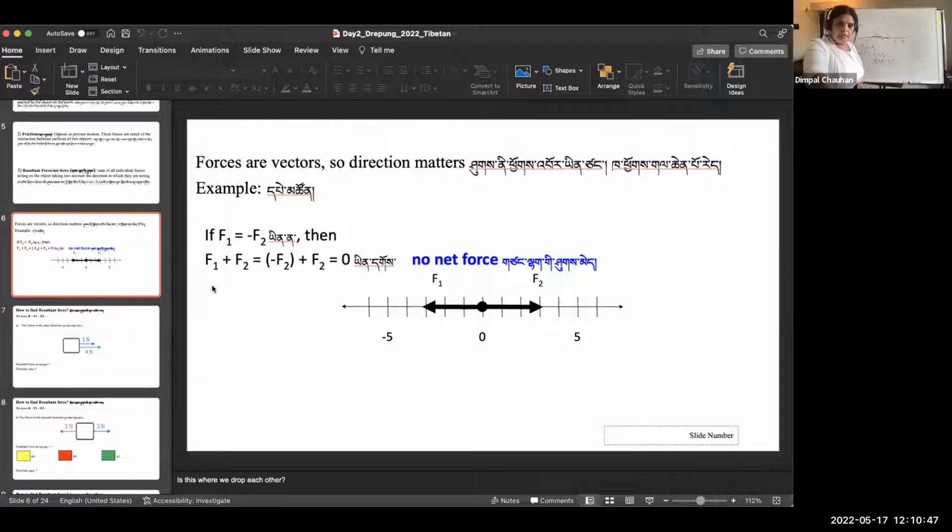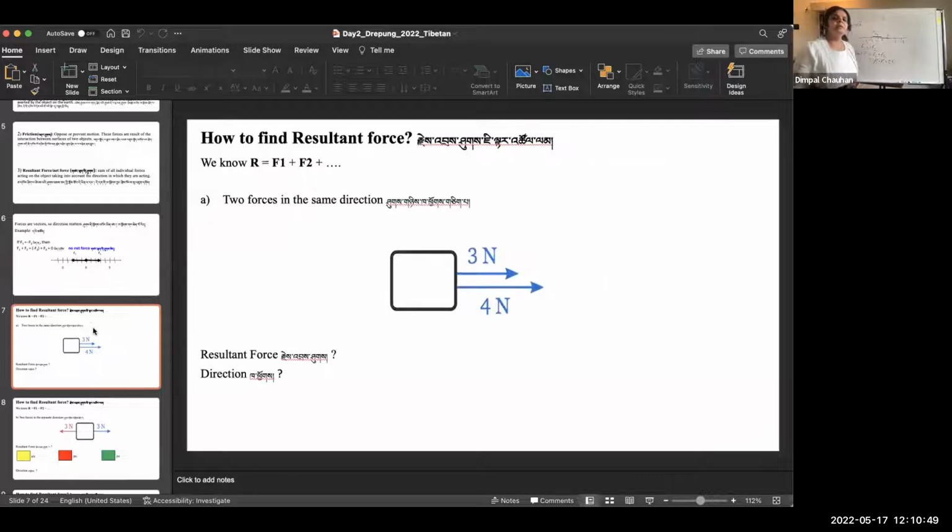So now, on an object, there are two forces. One is 3 Newton and one is 4 Newton. What will be the resultant force?